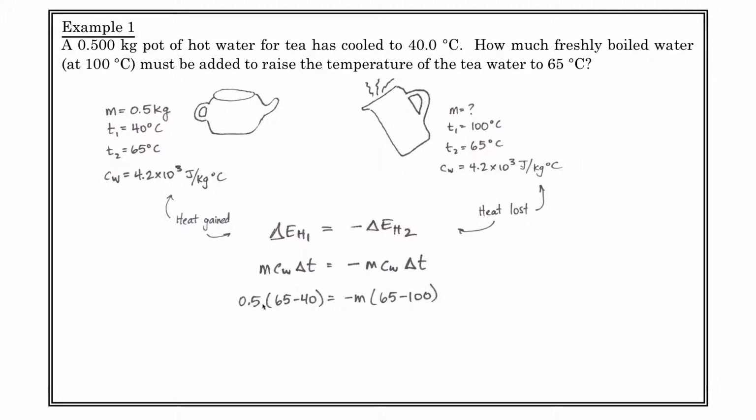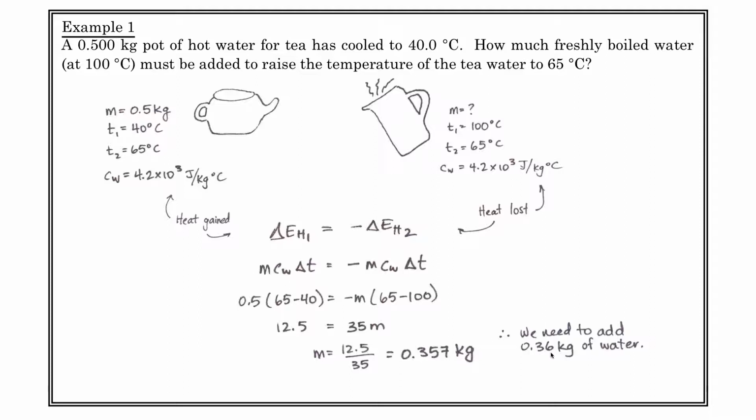0.5 is the mass of this, and this is going from T2 to T1, so T2 minus T1. This one over here, T2 is 65 minus T1 is this. Now you'll see it's a good thing that we put that negative sign in here, because this negative and the negative that you get in this bracket will cancel each other out. So we get 12.5 is equal to 35 M, and we'll solve, and it turns out that M is equal to 0.357 kilograms. So we know that we need to add about 0.36 kilograms of water, 360 grams of water.